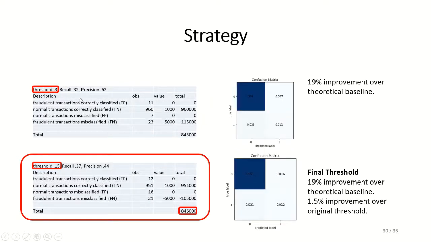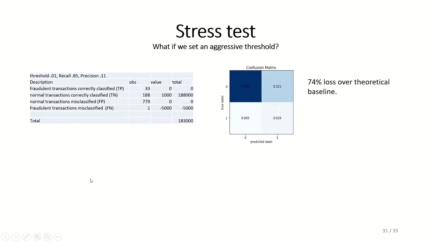For the other thresholds, here I'm just going to show the final threshold, which is 15%. So I get a bit better improvement, 19% over the theoretical baseline, and a really small improvement over the first threshold, just 1.5%. So maybe we can use the first one, but I'm going to consider this one as the final threshold with the XGBoost model.